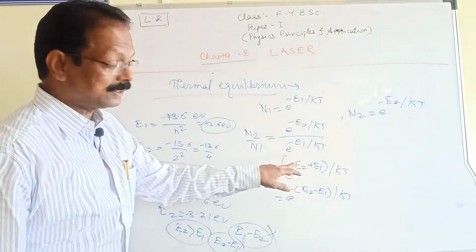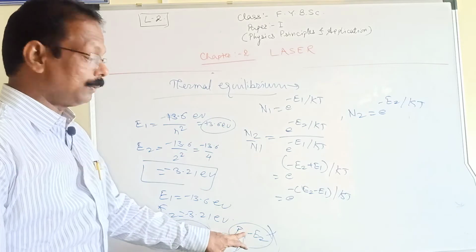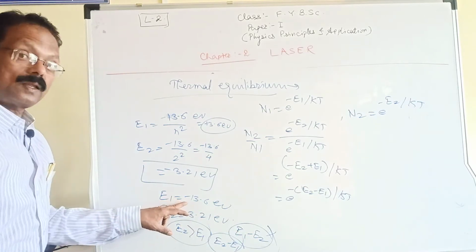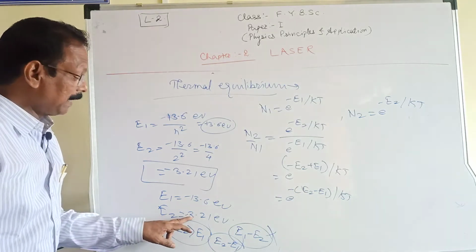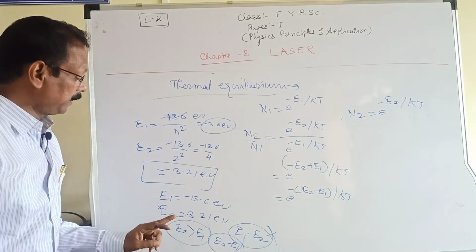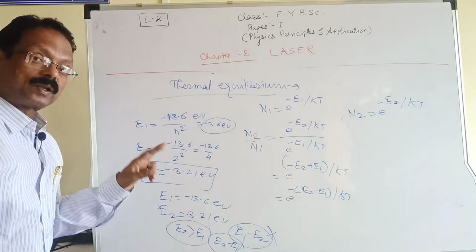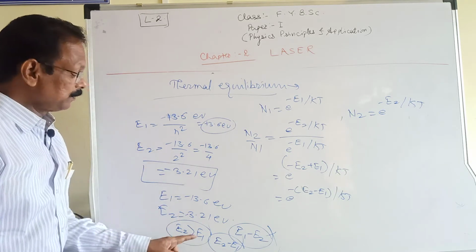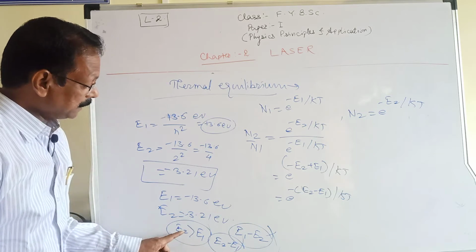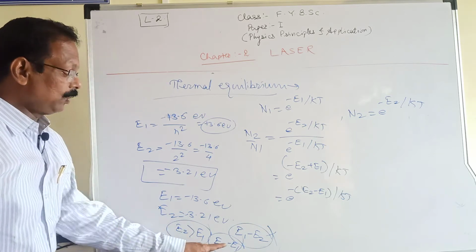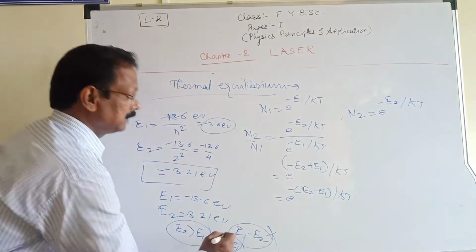E1 minus E2 is not possible. Why is it not possible? Because E1 is equal to minus 13.6 electron volt and E2 is equal to minus 3.4 electron volt. In this case E2 is greater than E1, so E1 minus E2 is not possible. As E2 is greater than E1, E2 minus E1 is possible. So this is correct.